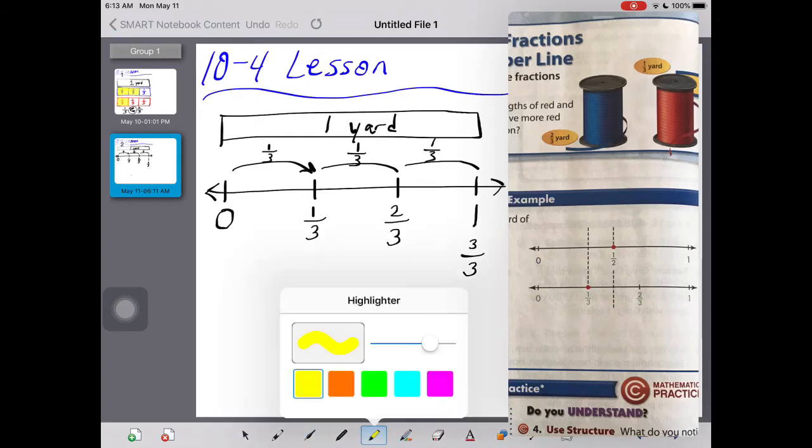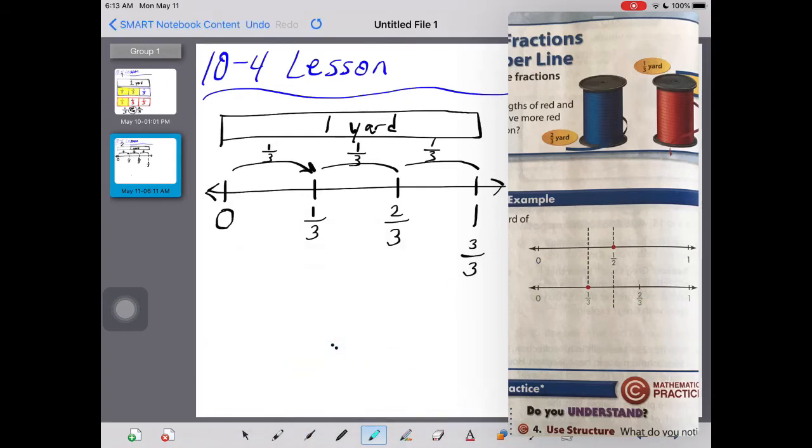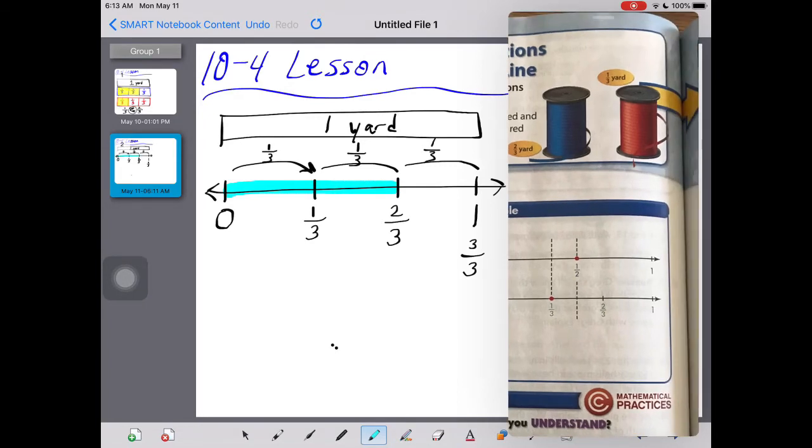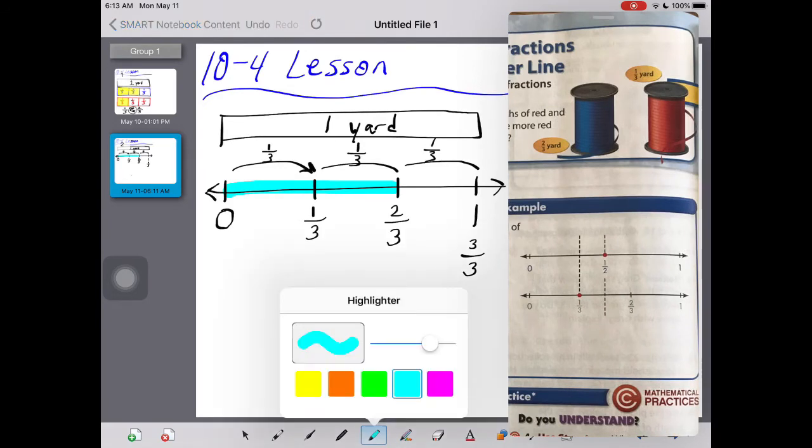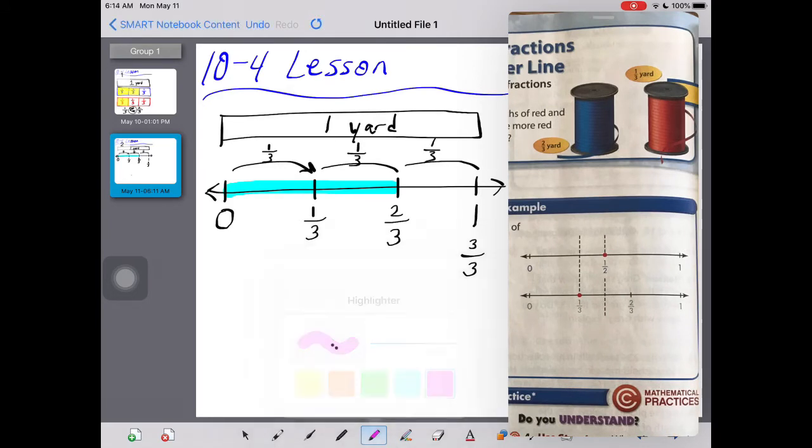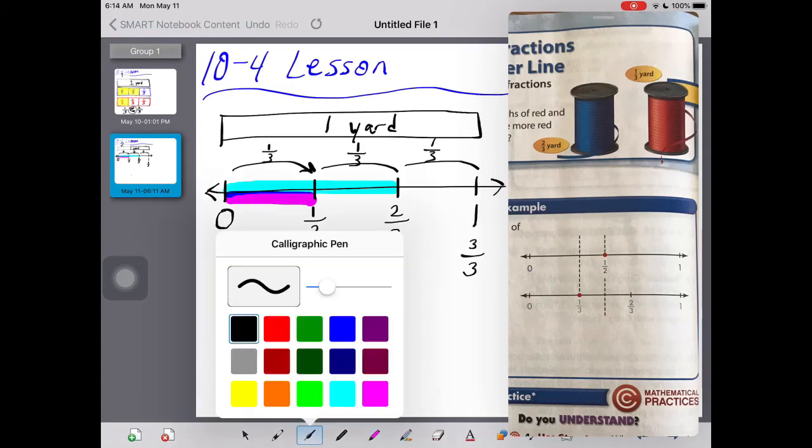So for the blue, and I'm going to change my highlighter to blue, it says there's 2/3. So I went from 0, nothing. I went 1/3 plus another third. So the blue goes that far. And then for the red, it says there's 1/3. So I'm going to change mine. I don't have red, so I'm going to go with pink. How's that? Just 1/3. And so now we can visually see on the number line.